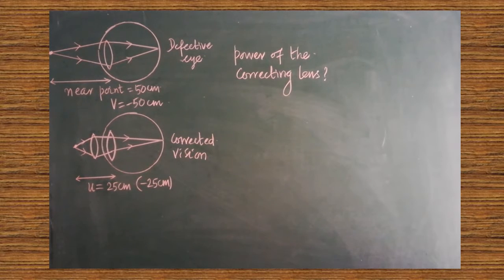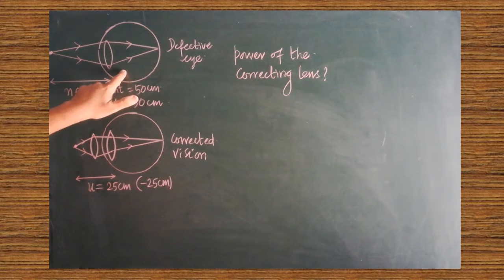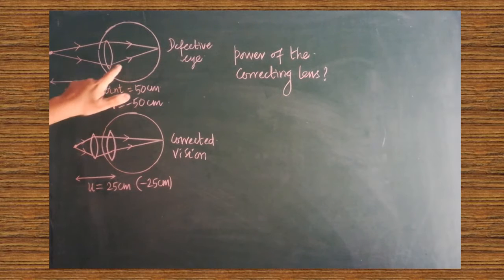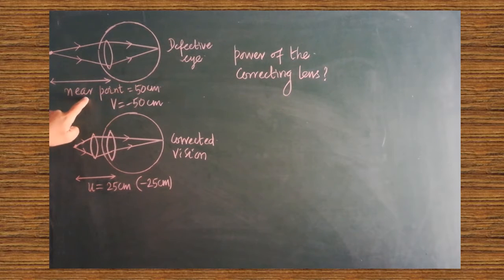Now we are going to solve problem number 9 in chapter 7. This is based on the defect of the eye. Look at that. Here one defective eye is drawn. Here the near point in the case of the defective eye is 50 centimeter.